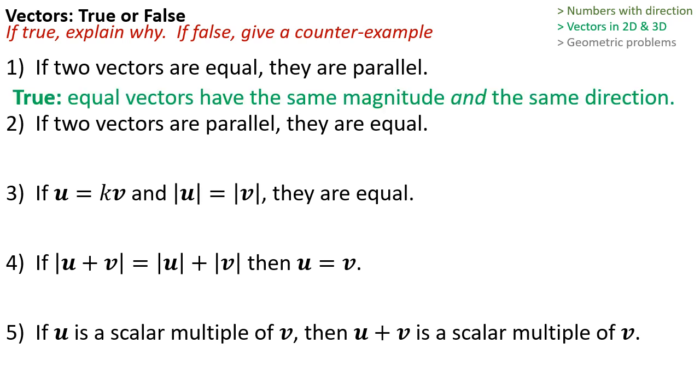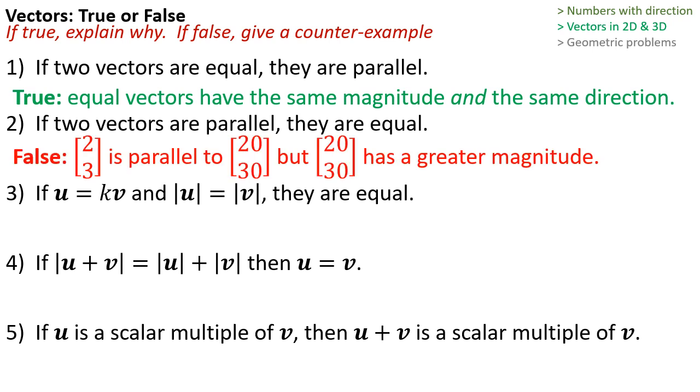For the first one, this is true. If 2 vectors are equal, then they necessarily must be parallel, because if they're equal, they have the same magnitude, but they also have the same direction. And if they're going in the same direction, they are definitely parallel. Is it true to say if they're parallel, they must be equal? No. As a counterexample, 2, 3 is parallel to 20, 30, but they're not the same size. They have to have the same size as well as the same direction in order to be equal vectors.